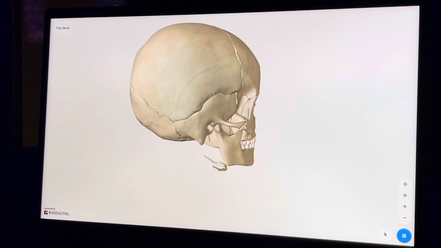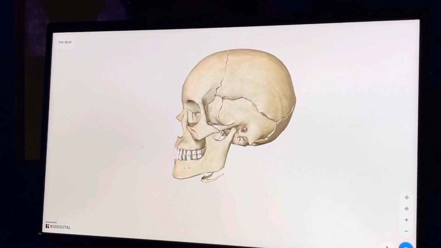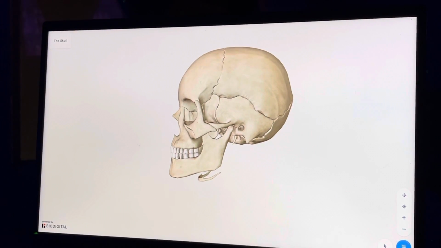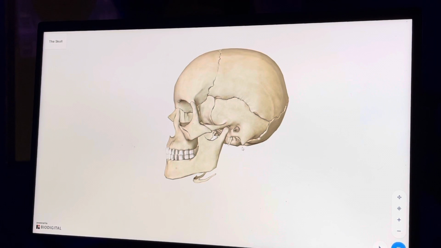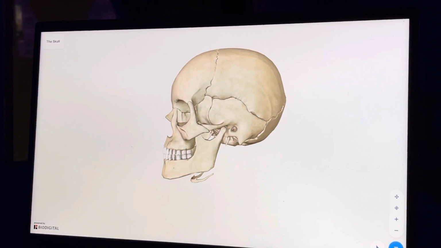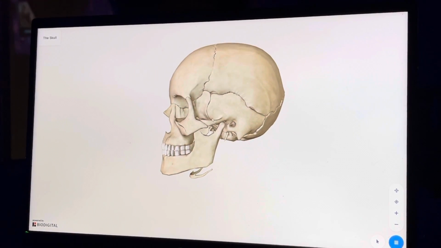Today we're going to be learning about the skull. It's separated into two parts. The cranium is divided into two parts. We have the neurocranium right here, and then we have the viscerocranium right here. The neurocranium is the upper and back part of the skull. The viscerocranium are all the other bones not included in the neurocranium.